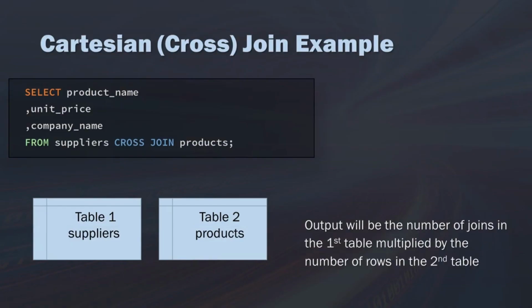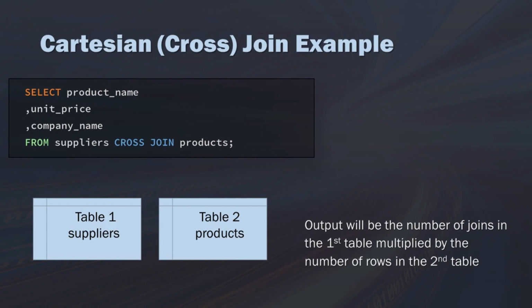So how do we write this out, and what is the syntax for this? You're going to write your select statement, the first part, just like any other select statement. So we'll have our select, the columns that we want, and this will be going over the product name, the unit price that's from the products table, and then the company name from the suppliers table.